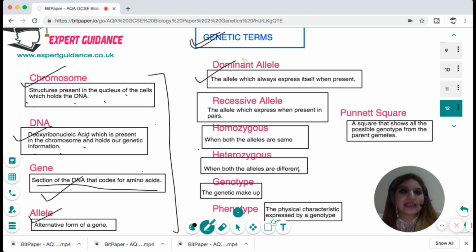Dominant allele is an allele which is always expressed when present. Recessive allele is an allele which is expressed only when present in pairs. Homozygous is when both the alleles are the same. Heterozygous is when both are different. Genotype is the genetic makeup. Phenotype is the physical characteristics expressed by a genotype. A Punnett square is a square that shows the possible genotypes from the parent gametes.